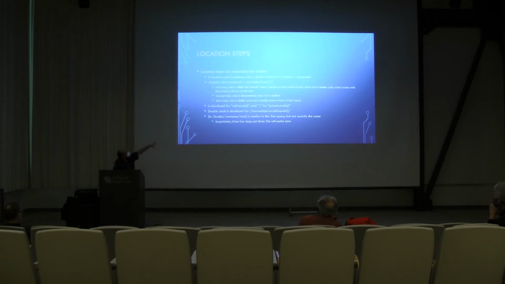But in particular, that last example here really has 4 location steps. Books, then the one that's kind of hidden between the 2 slashes, the invisible one that is descendant-or-self : node. Then a surname child of that, and then a text child of that.